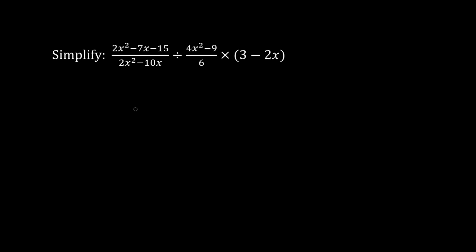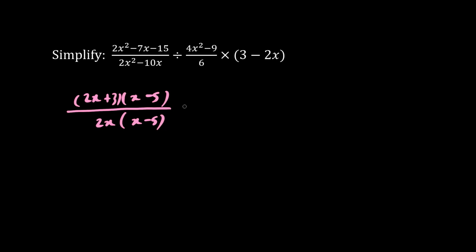Let's simplify this expression. We have this trinomial that can be factored. We have 2x plus 3 times x minus 5 is the factored form on top. And we factor out the GCF 2x. This multiplied by x minus 5 becomes the bottom here.